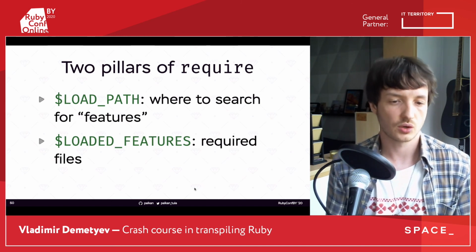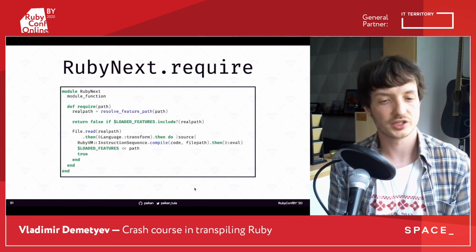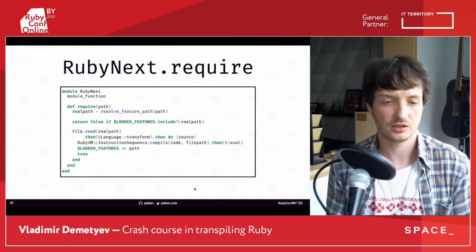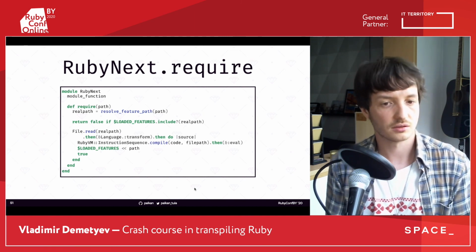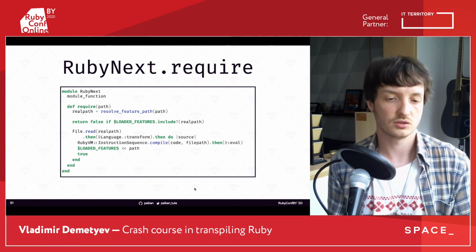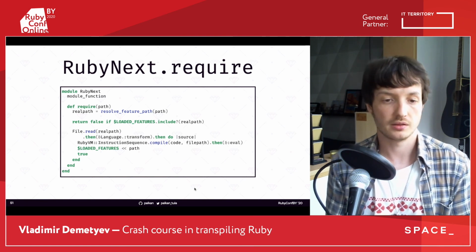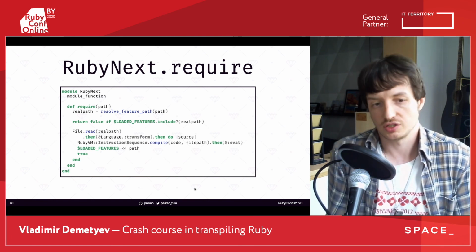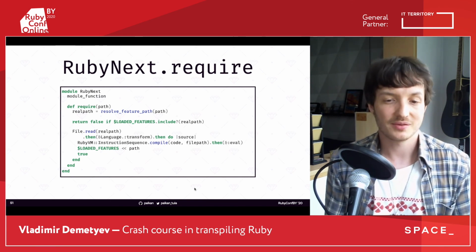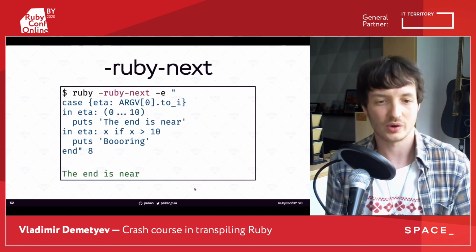So that's how Ruby Next require looks. We check for loaded features, we resolve the feature path, we transpile the code, we evaluate it using ISeq, which is too deep to talk about now, and we add this to the loaded features to avoid loading the same code twice. And that kind of works. That's not just kind of works, I'm using it. So that works.